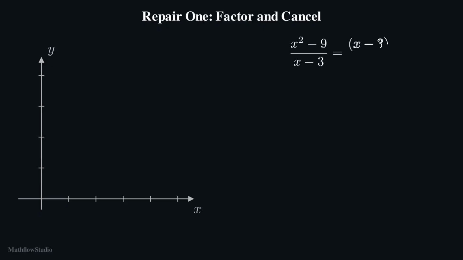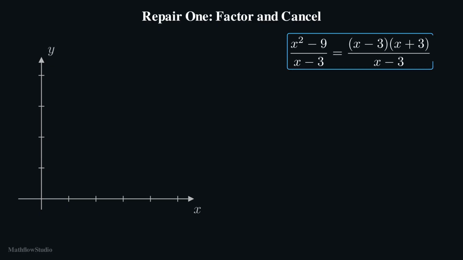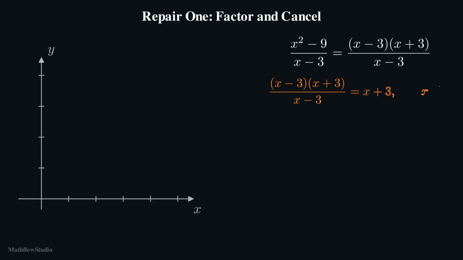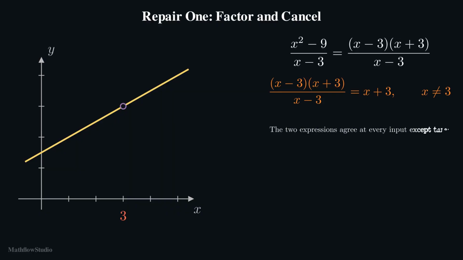The first repair factors the numerator so that the vanishing factor stands on both sides of the fraction bar. The difference of squares in the numerator splits into two parentheses, one of which matches the denominator exactly. Canceling the common factor is legal at every input except 3. The two expressions agree everywhere else, and a limit never uses the missing input.